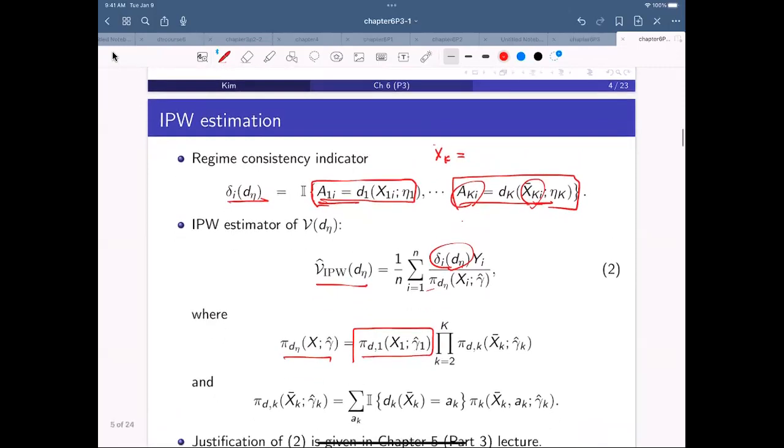So suppose k equals 2, right? Then you have a1 and a2. So x1 is used to determine a1, and a1 is used to make x2. So it's like this, right? a1 depends on x1, and x2 depends on a1, and so on. And y depends on a2.